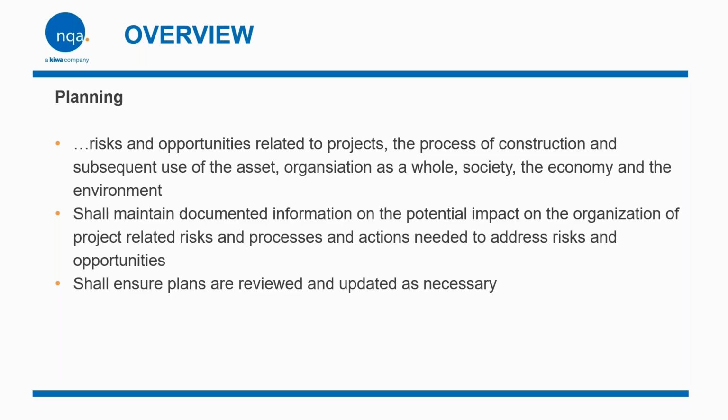Process plans and actions need to be put in place to address them and ensure that decision-making is informed, transparent, and auditable. Planning under 99001 is more than schedules and budgets. It's about managing uncertainty and maximizing positive outcomes. By embedding risk and opportunity thinking into project planning, organizations can improve resilience, protect value, and deliver better quality outcomes across the asset's life cycle.